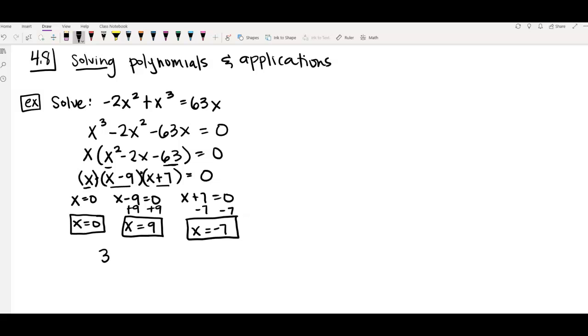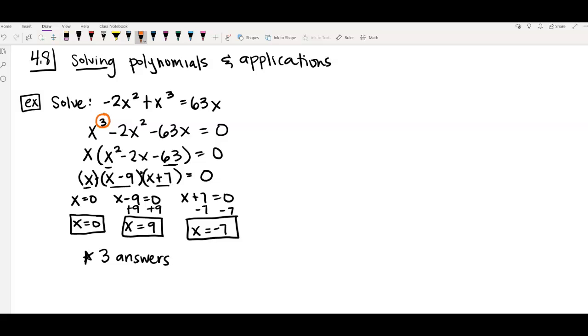Now notice I come up with 3 answers. And I want to point out that it's good that I came up with 3 answers because my highest exponent, right, was a 3. And so that tells me I'm going to come up with at most 3 answers. Now, sometimes on these, they're not always real, like in the real number system, and so you might not always come up with 3 answers. But that's the most, and that's usually what you'll get. So if your highest exponent is a 2, you would expect to have 2 answers.